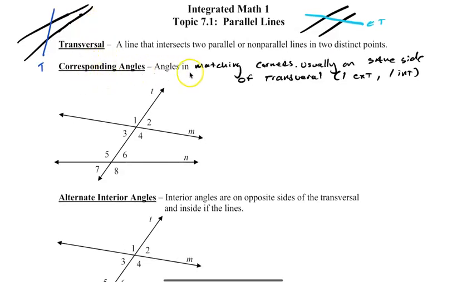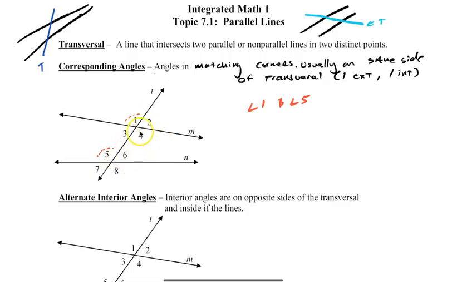Now let's talk about corresponding angles. Those are angles in matching corners, usually on the same side of a transversal. So an example would be like 1 and 5. So these two guys would be corresponding. So angle 1 and angle 5. I could do the same thing with angle 2 and angle 6.